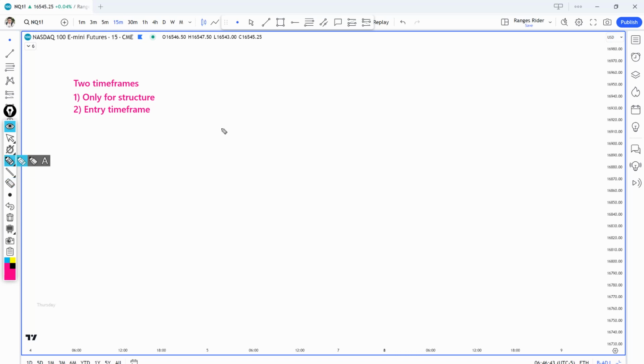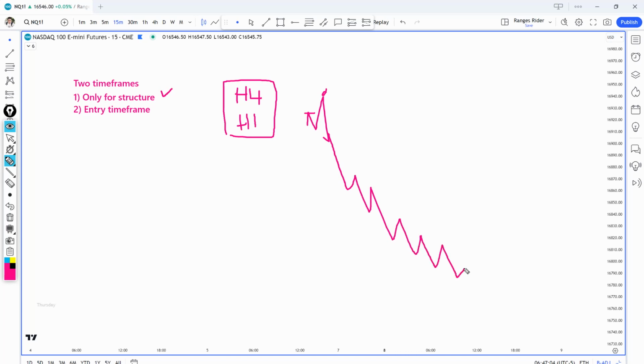You have to see, first you have to find the structure on one time frame, and don't try to find the structure on the 4 hour, H4, or maybe the H1 time frame. Let's say you have the structure on the H4, something like this, and you are waiting for all this liquidity to be taken out, and this is your POI.